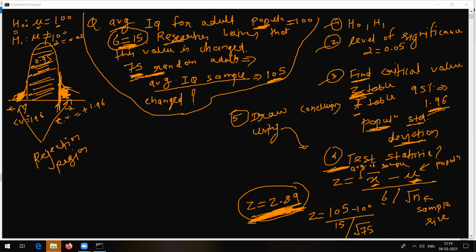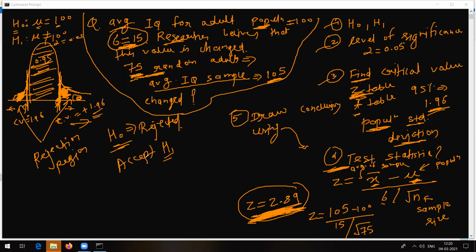Now just try to understand where 2.89 is going to come. If this is your critical value, 2.89 obviously is greater than 1.96. If this is 1.96, 2.89 is going to come somewhere here, right? That means it is going to come in the rejection area only. So as the Z value for the test which we perform is going to come under the rejection area, we are going to reject the null hypothesis. So as 2.89 lies in the rejection area, reject the null hypothesis and accept H1, that is the alternative hypothesis.